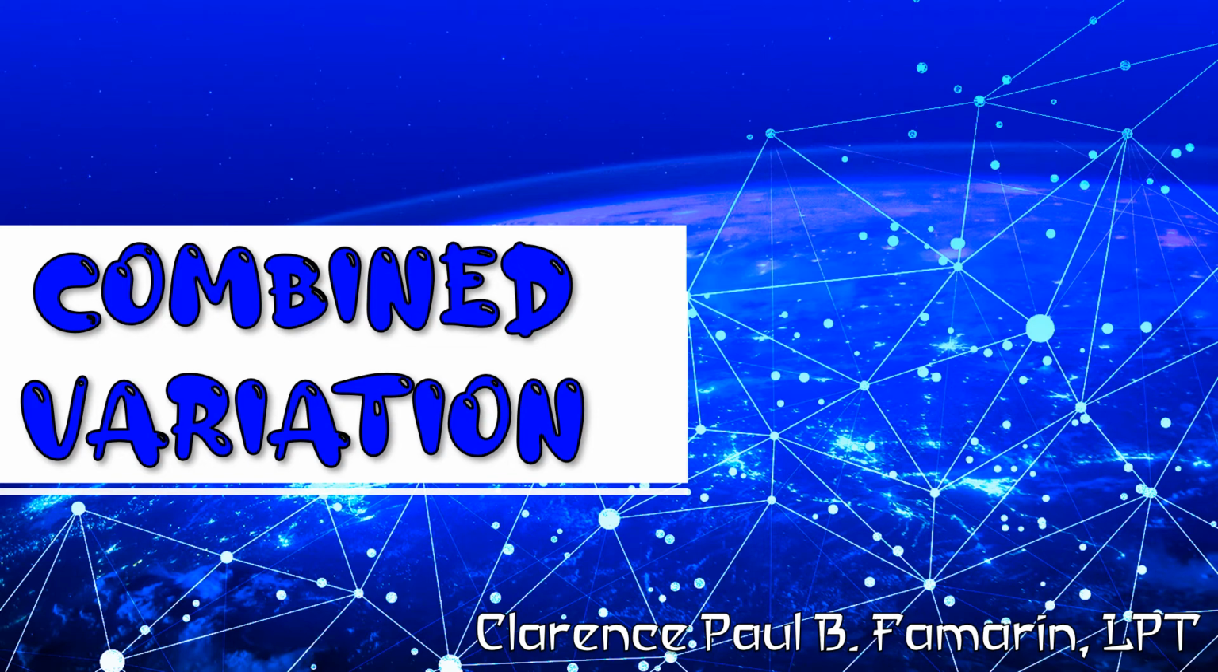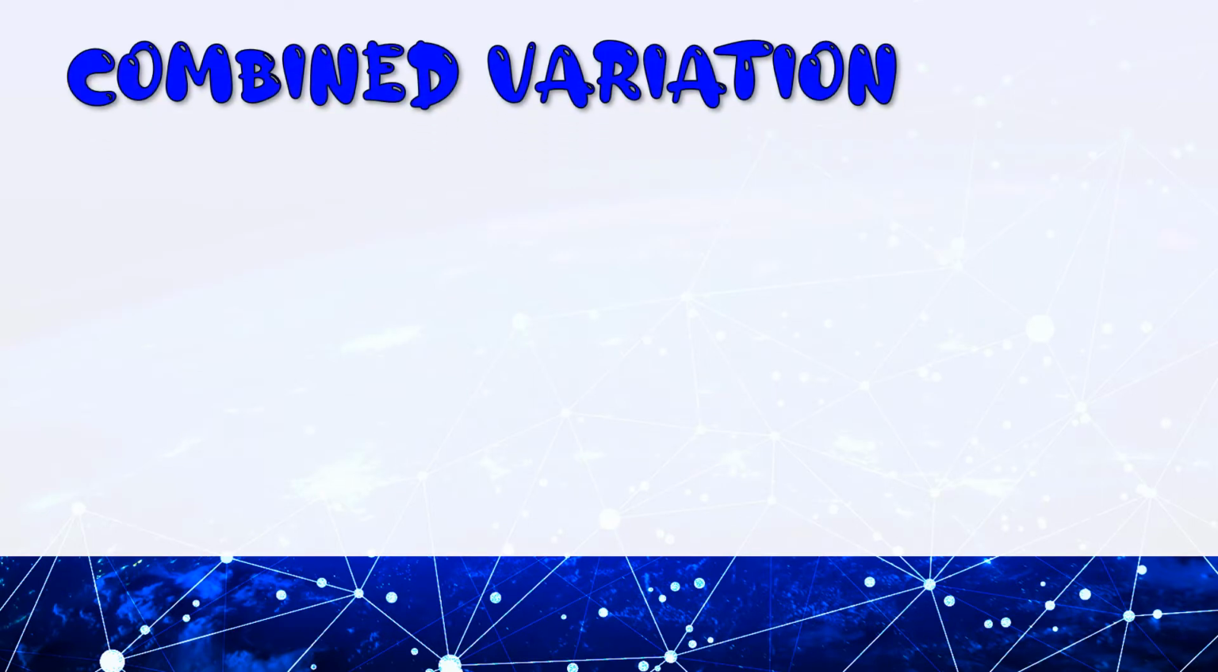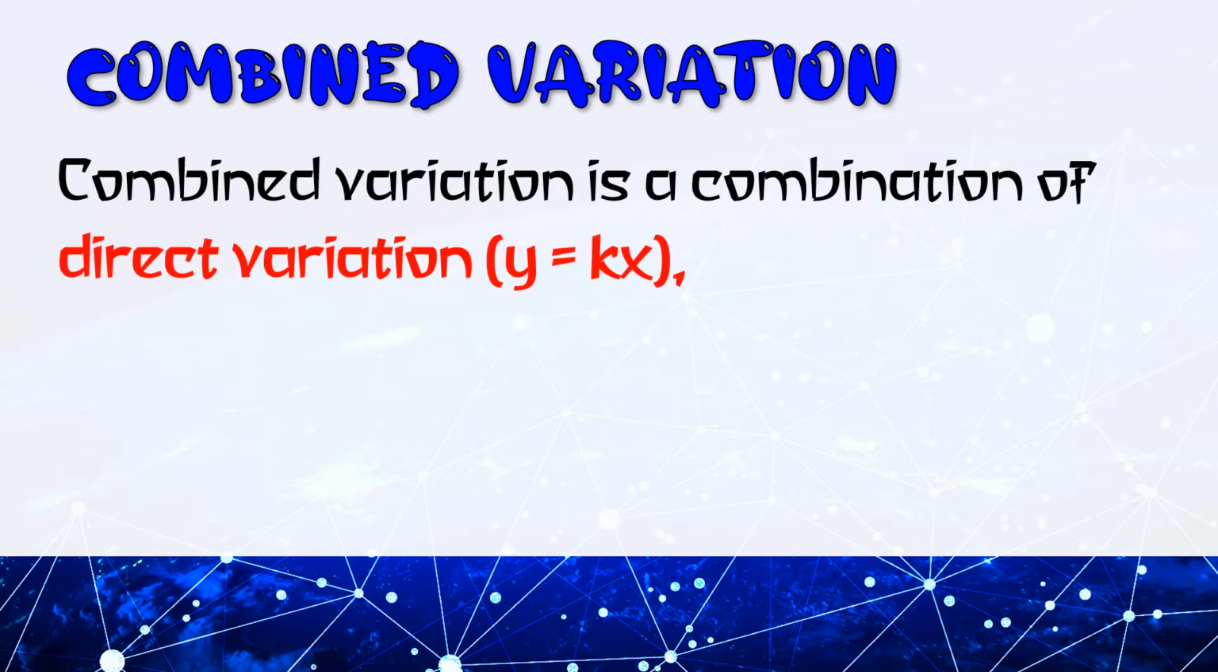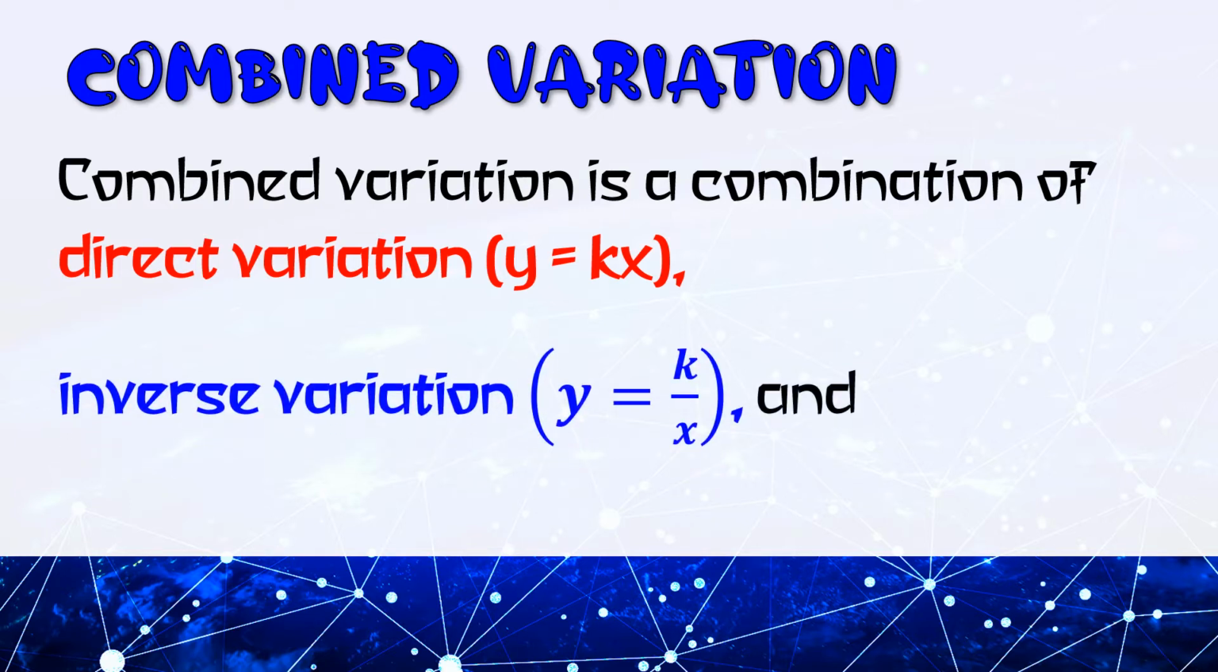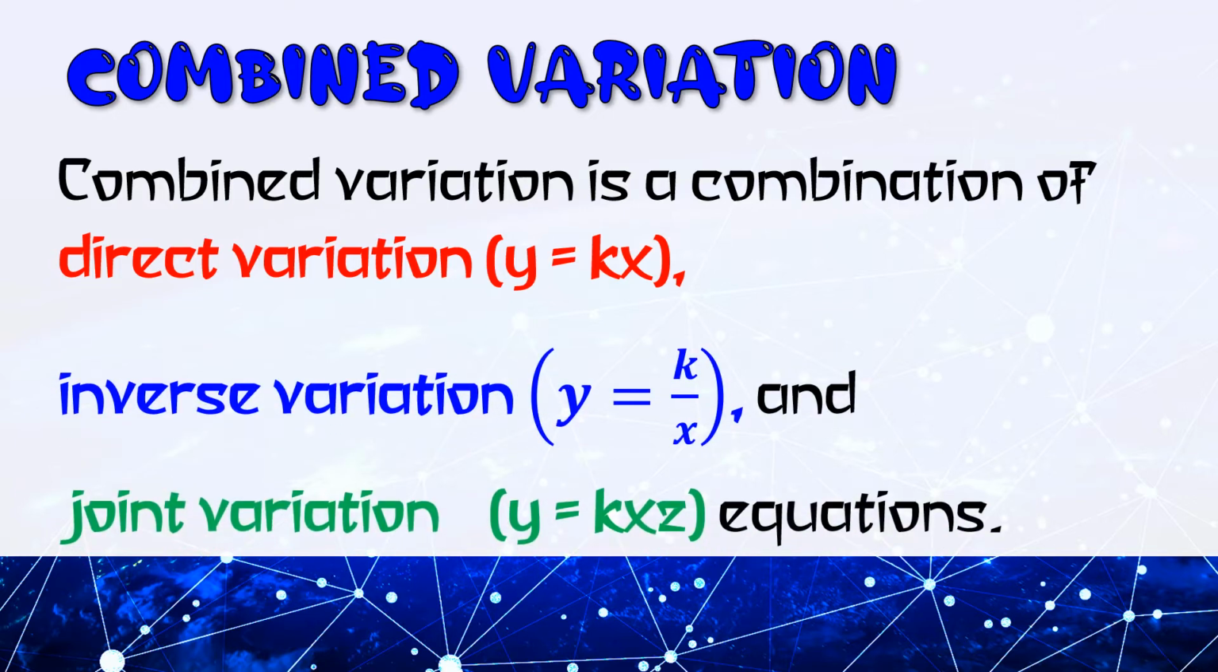Grade 9. Welcome back. Let us now have the fourth type of variation, the combined variation. Let us first define what is combined variation. From the word itself, combined, it is a combination of direct variation, inverse variation, and joint variation.